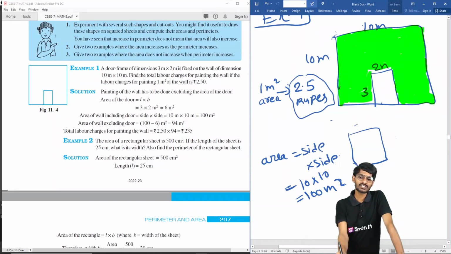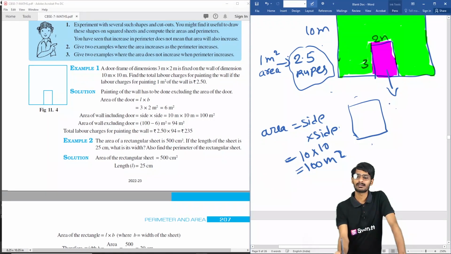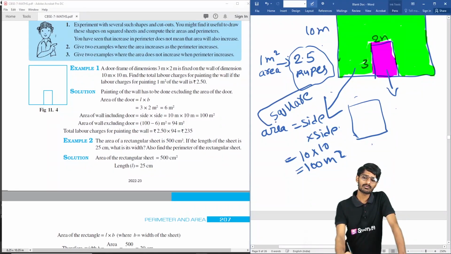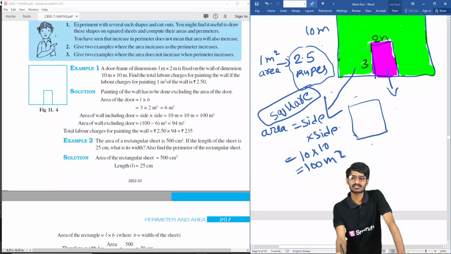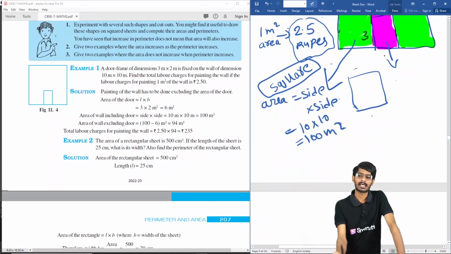So what is the area of this part? If you know the area of this part, you can remove it. I am drawing it with some other color. This pink part is the door, which need not be painted. So here we can save our charges, we can save our money. So we have to subtract this area. And what is this area? The formula for a square is side into side. But out of this square, some part is removed, which we have to remove. We don't need to paint there, and that part is in the shape of a rectangle. And what is the area of that rectangle-shaped part?